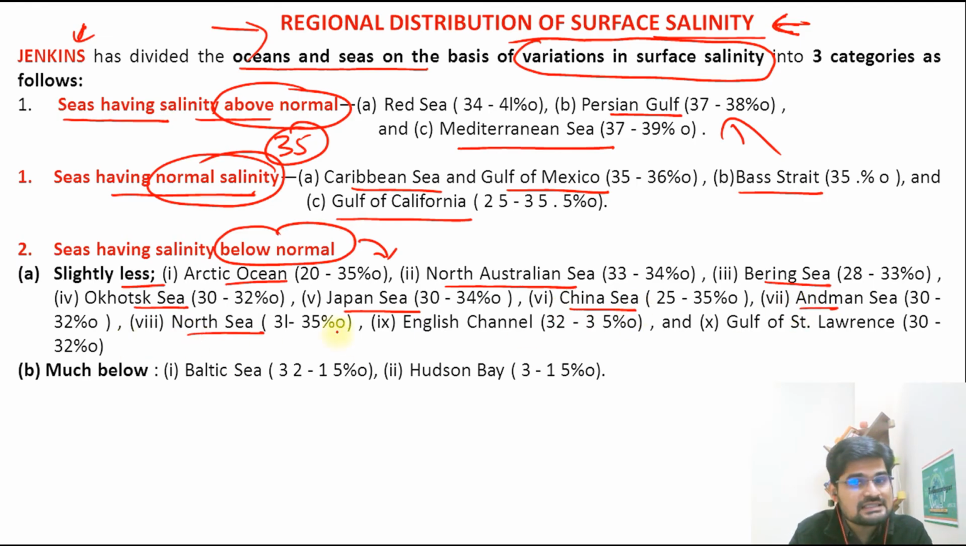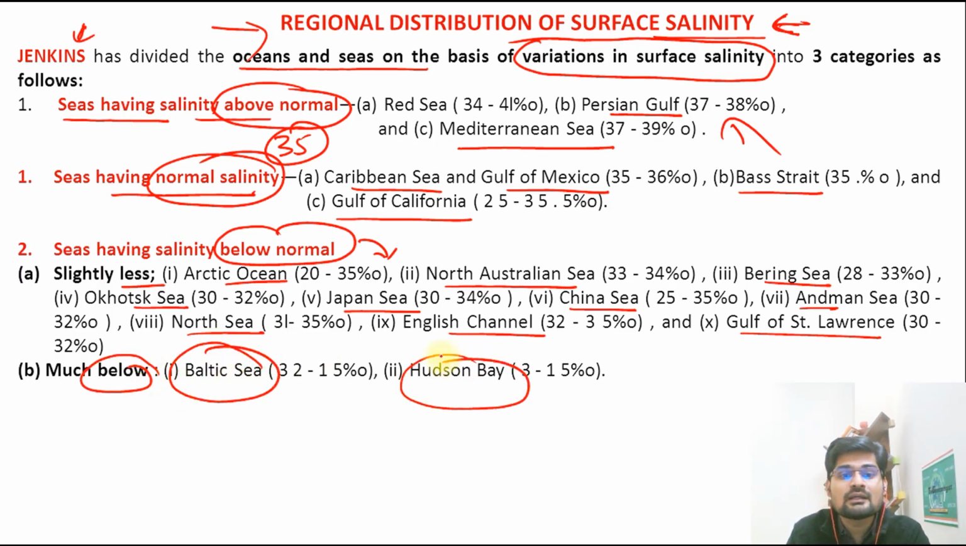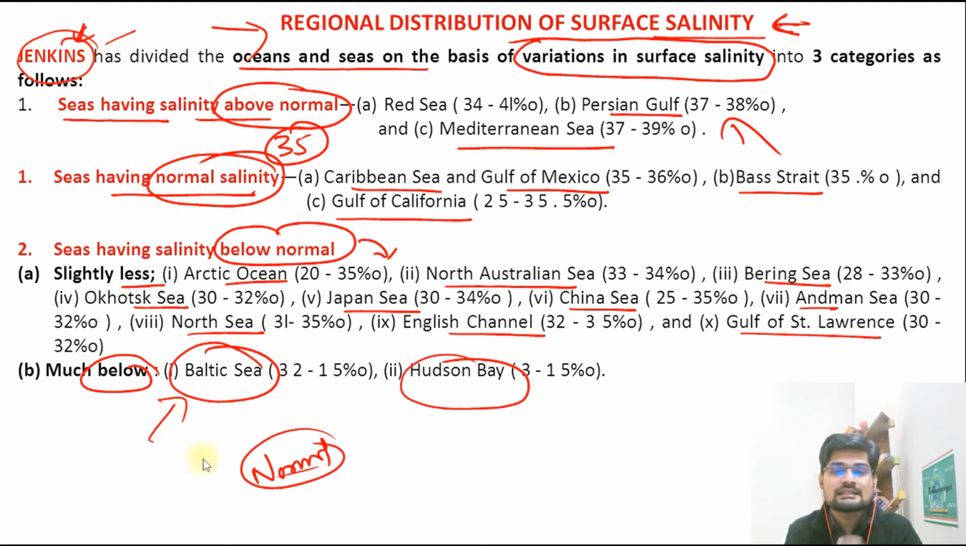Andaman Sea, North Sea, English Channel, Gulf of St. Lawrence, and much below, these are the lowest ones: the Baltic Sea and Hudson Bay, in comparison to the normal salinity that we see. So this is whose classification? Regional classification of Jenkins. You can map these places on the world and see where they are located, and you can observe a pattern that these seas are located in particular zones where all the factors responsible for salinity are there, right?